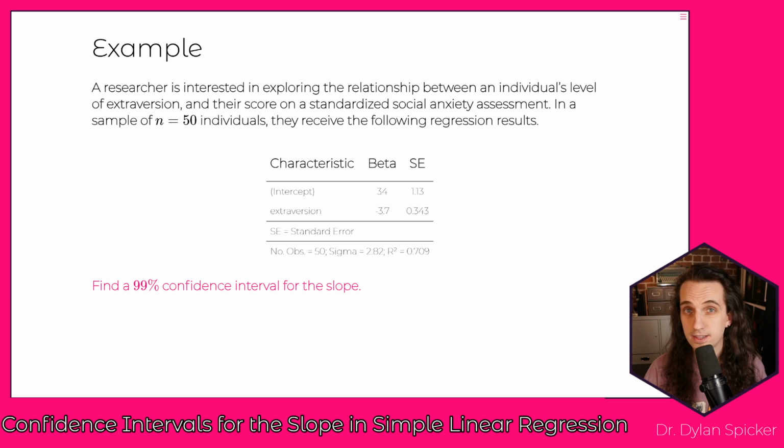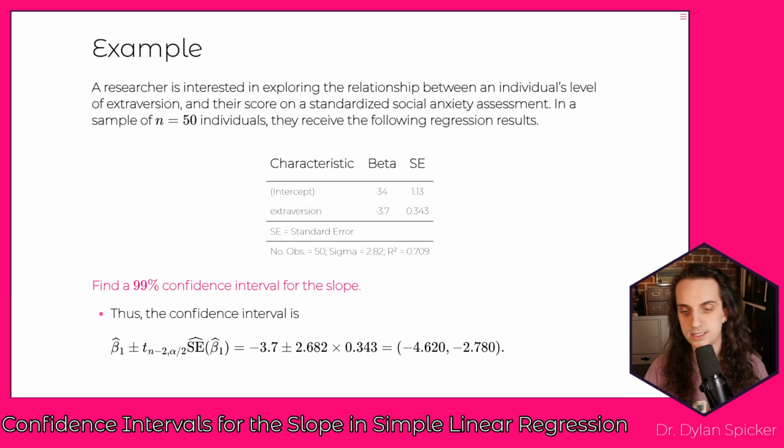We can then plug everything into our confidence interval formula. So we take our point estimate plus or minus the critical value times the standard error. That gives us negative 3.7 plus or minus 2.682 times 0.343. And that's going to give us this interval from negative 4.62 up to negative 2.78. And so that's our 99% confidence interval for the slope parameter in this regression model.